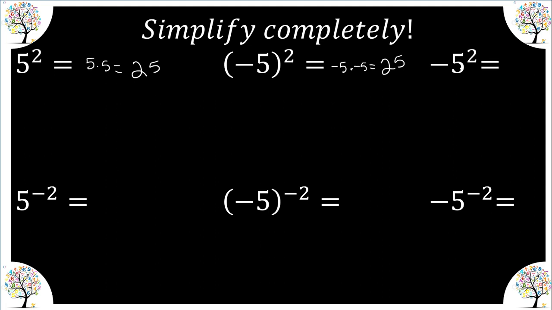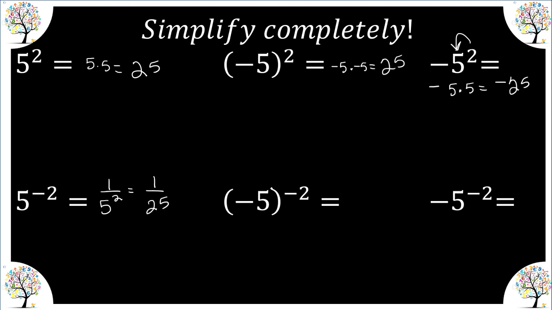In this problem, the 2 is only attached to the 5, not the negative, so we don't expand the negative, just the base of 5, and we end up with negative 25. So notice the difference. On these three, we are looking at negative exponents, and some of them have negative bases. So this negative 2 is attached to the 5, and it's saying that this factor needs to be moved to the denominator, and then I get 1 over 25.